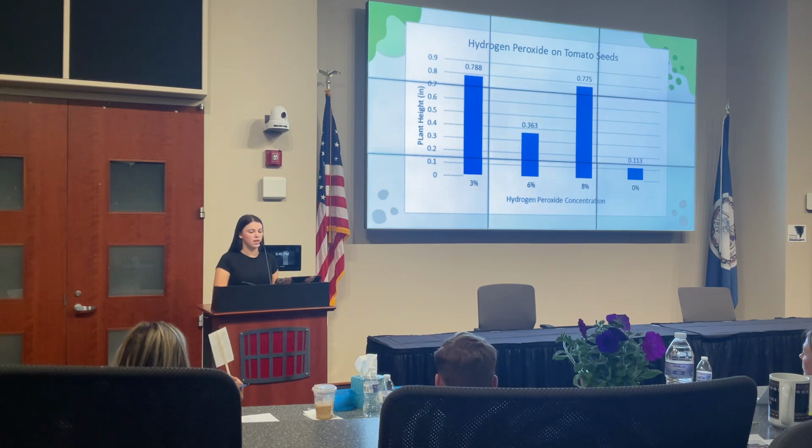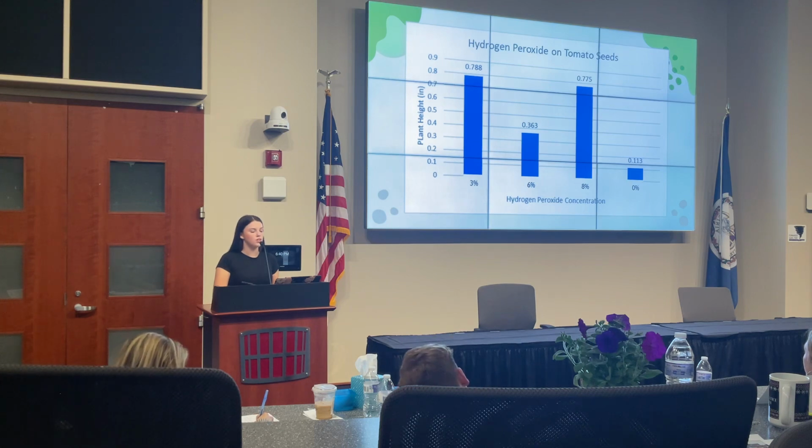However, in the 8% hydrogen peroxide group, the 2 outliers were 0 inches of growth and 1.5 inches of growth, which could have been the reason why the mean of this group was so high. It is also important to include that none of the other groups contained any outliers.